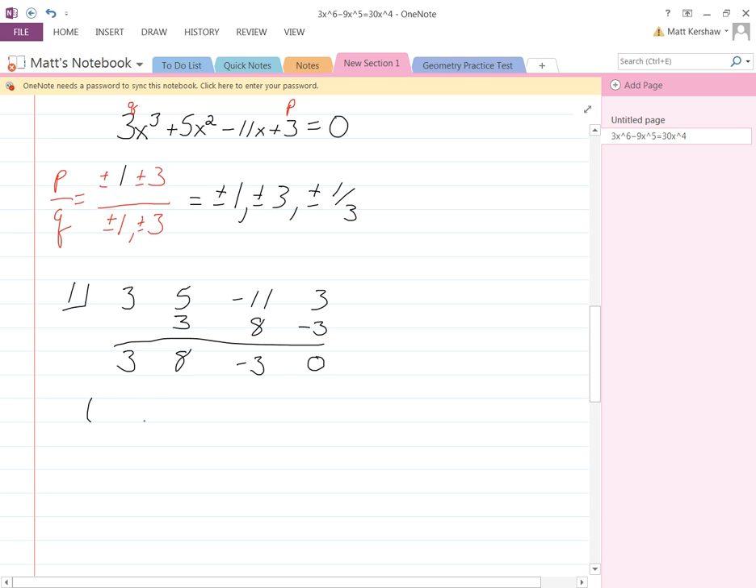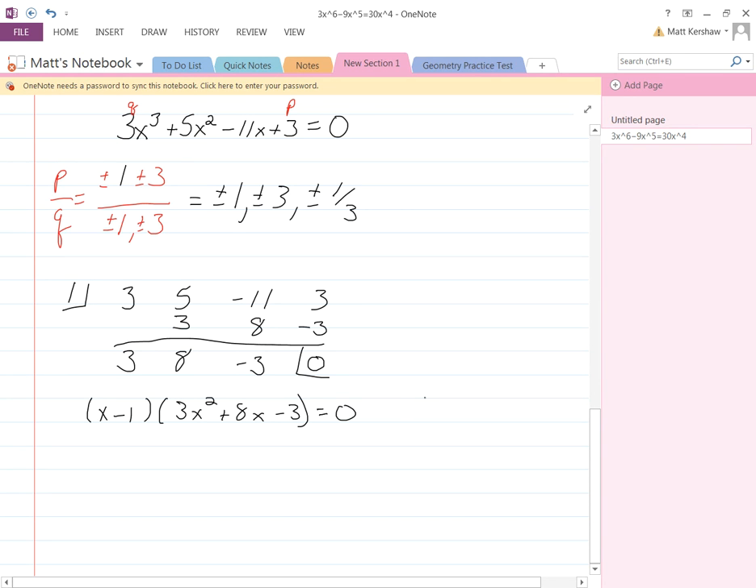So when we write this as a factor, again, we want to think about what makes this equal 0. When I plug 1 in, I want this whole thing to equal 0. So if I had a 1 here, 1 minus 1 equals 0. So since this is our remainder over here of 0, now we're going to write our expression 3x squared plus 8x minus 3. And now we're going to look at this and see, can we factor this? Remember, the whole thing equals 0.